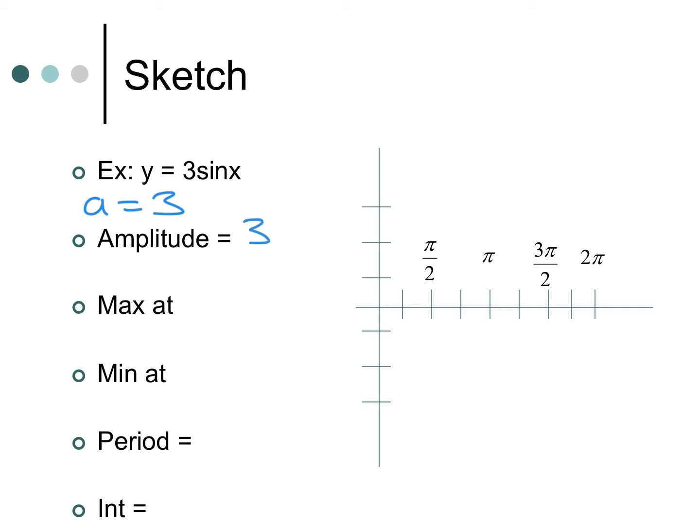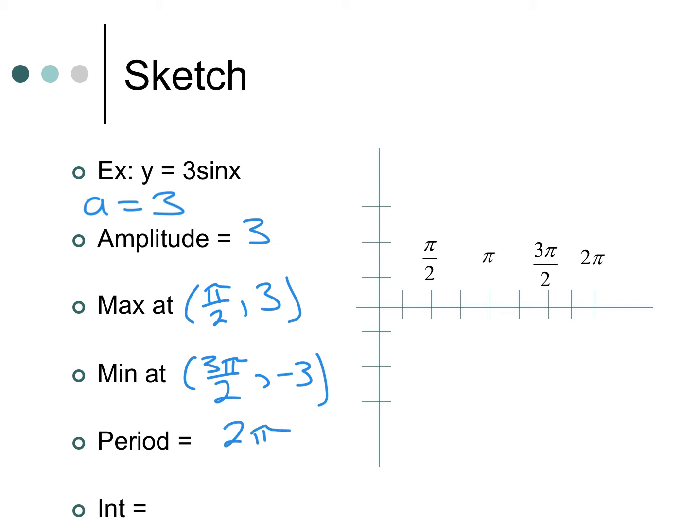My initial maximum for the sine function occurs at pi over 2, and it normally had a maximum value of 1, but that 1 is going to be multiplied by my a value, which is going to be a new maximum of pi over 2, comma 3. For my minimum, that normally occurred at 3 pi over 2, and that had a minimum value of -1, but again, that -1 gets multiplied by our a value, so now I have a -3. The period is going to stay at 2 pi. There is no period change.